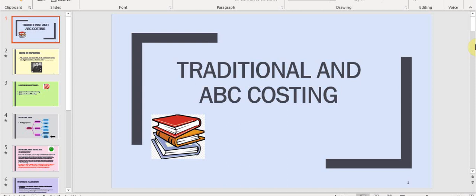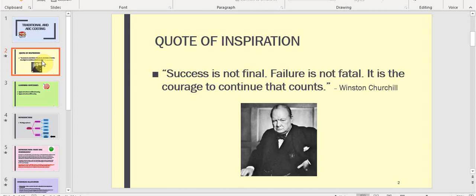As always, I like to start with a quote of inspiration. This one is by Winston Churchill, and he said, "Success is not final, failure is not fatal, it is the courage to continue that counts." I really like this quote because it reminds us that true success lies in never ever giving up on your dreams.